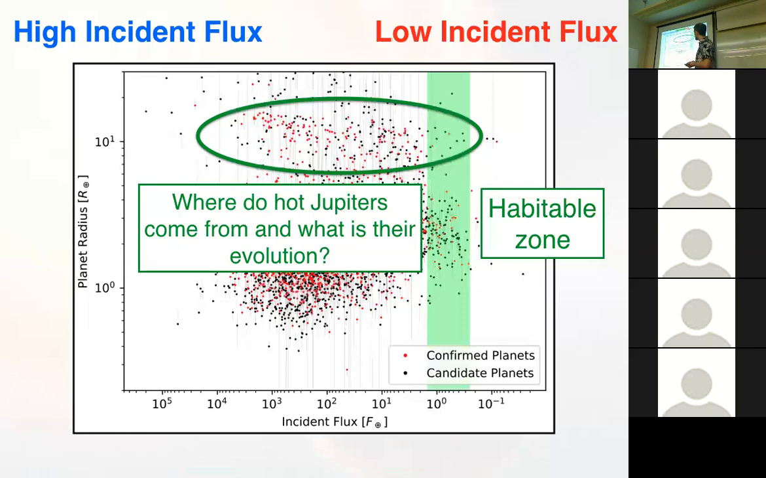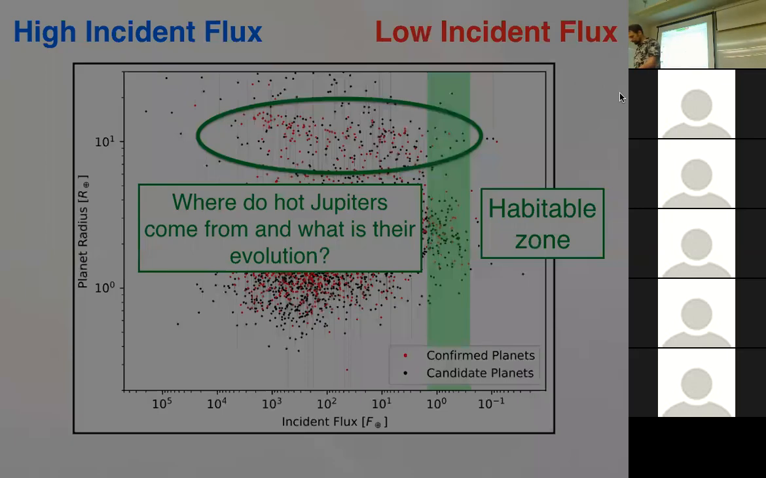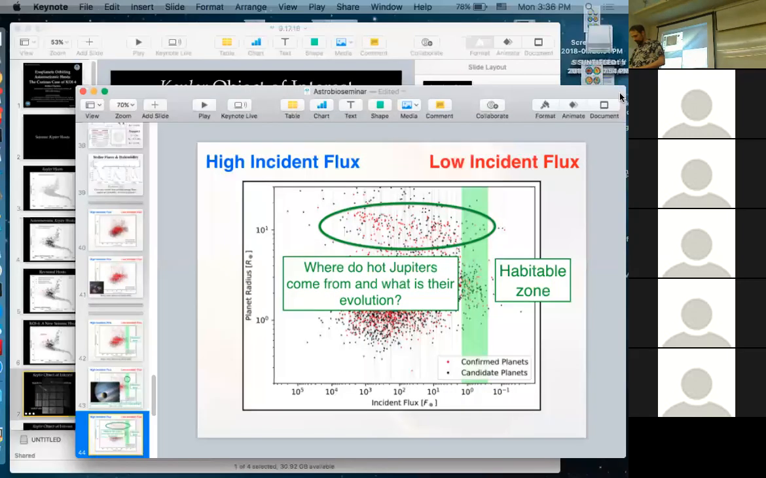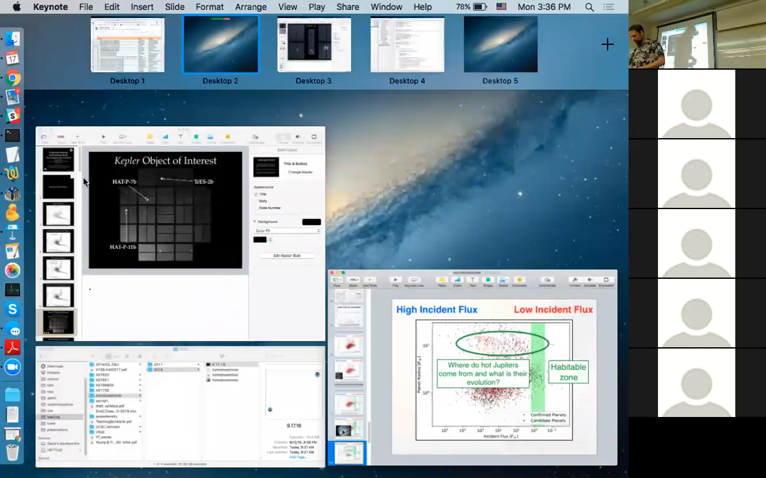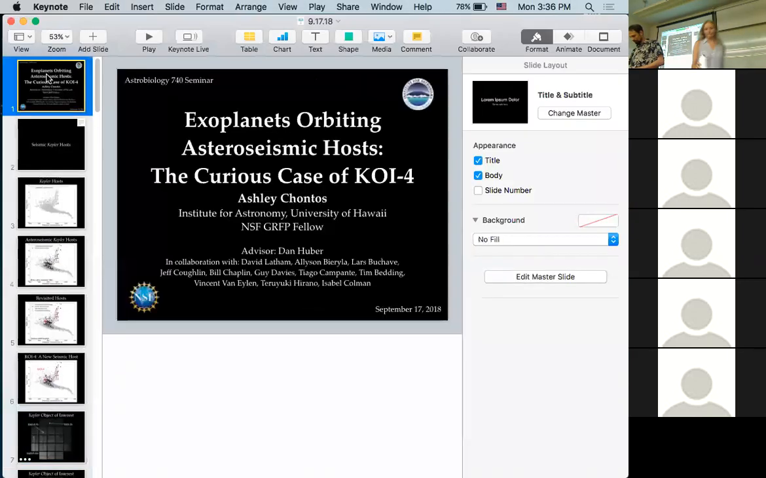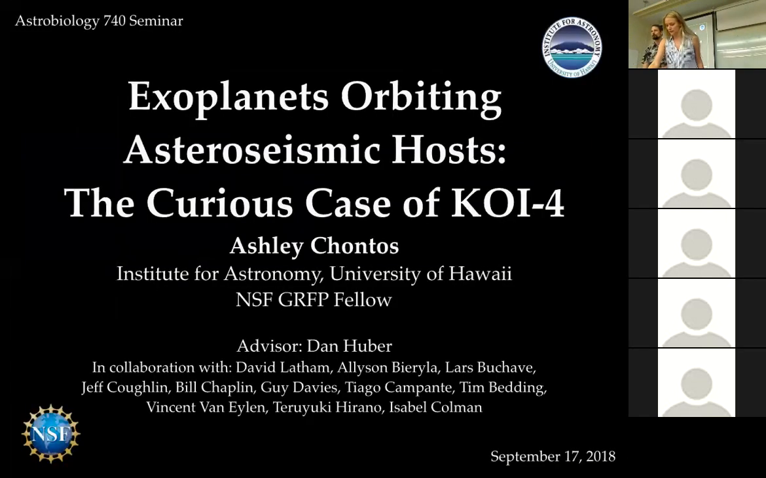Okay, so with that, I think I'm probably going to hand over to Ashley, because Ashley will be talking about a hot Jupiter system that we have investigated, that Kepler has observed, and from which we have actually learned something about these mysterious hot Jupiters. Just to emphasize, hot Jupiters were the first type of planet that was found, but we still don't understand where they come from.